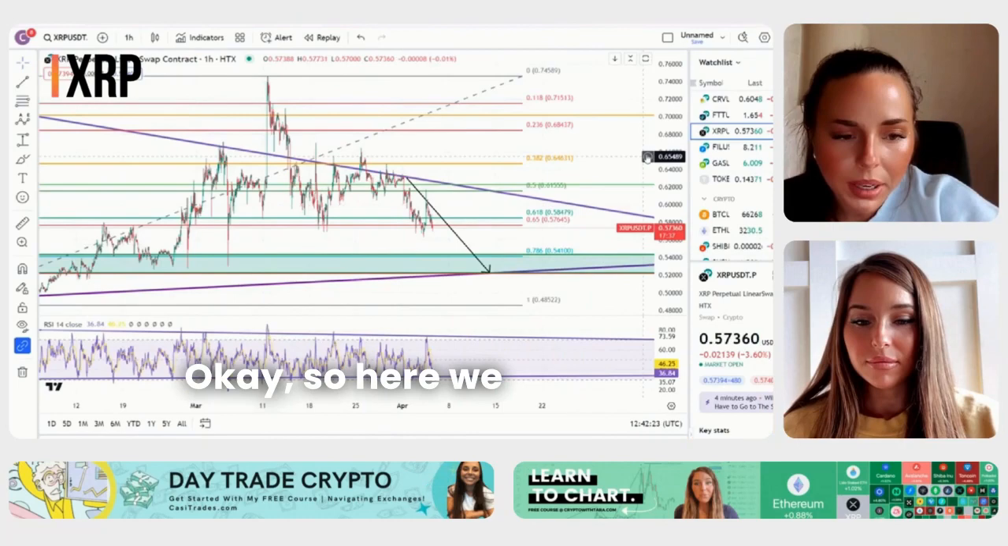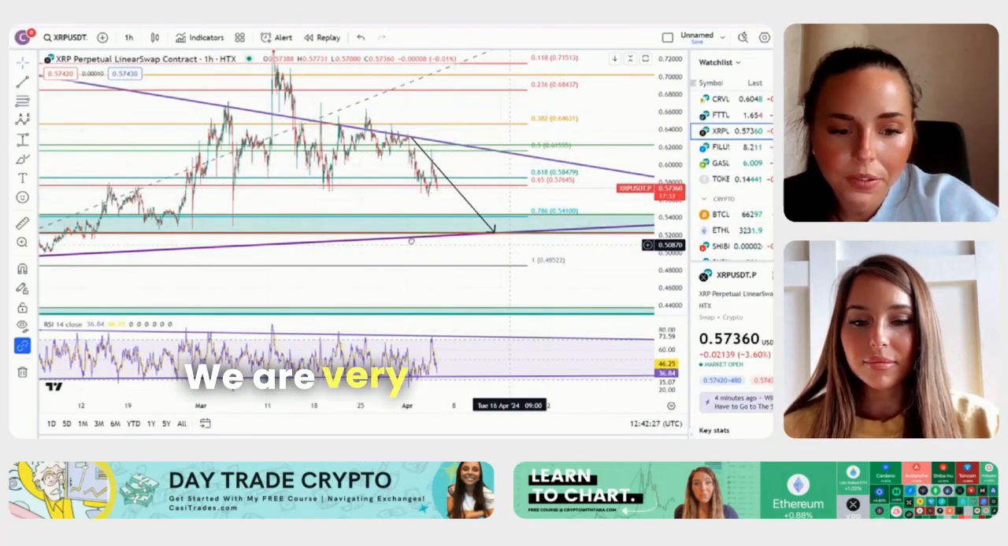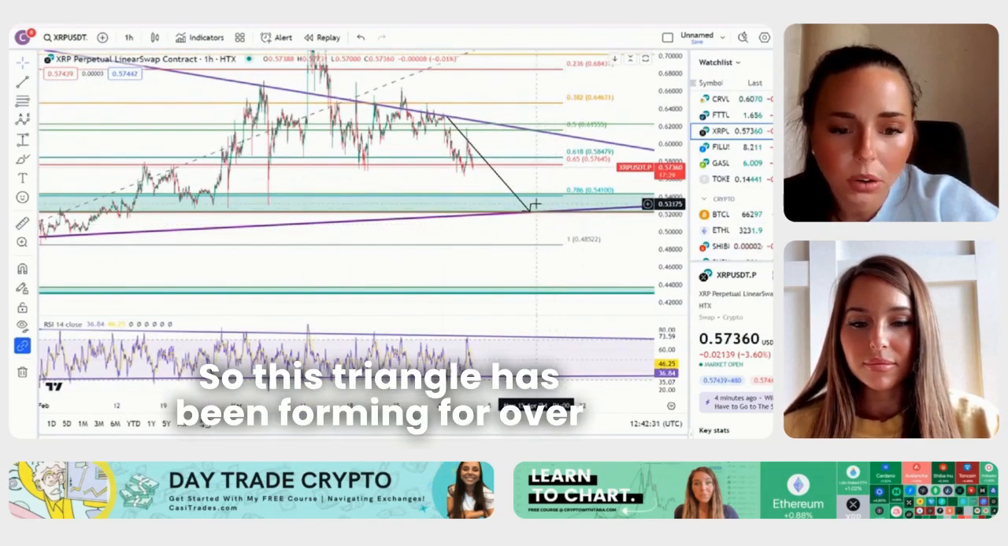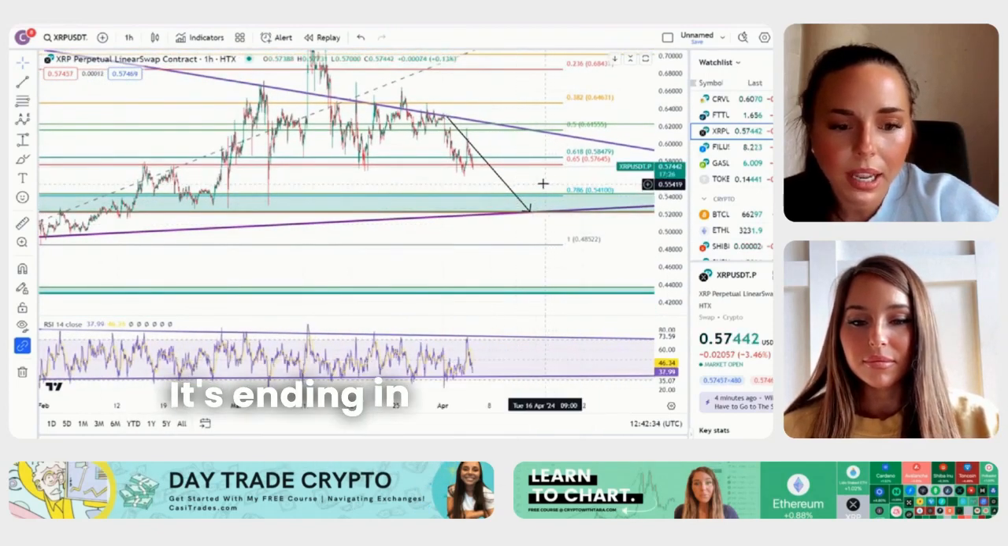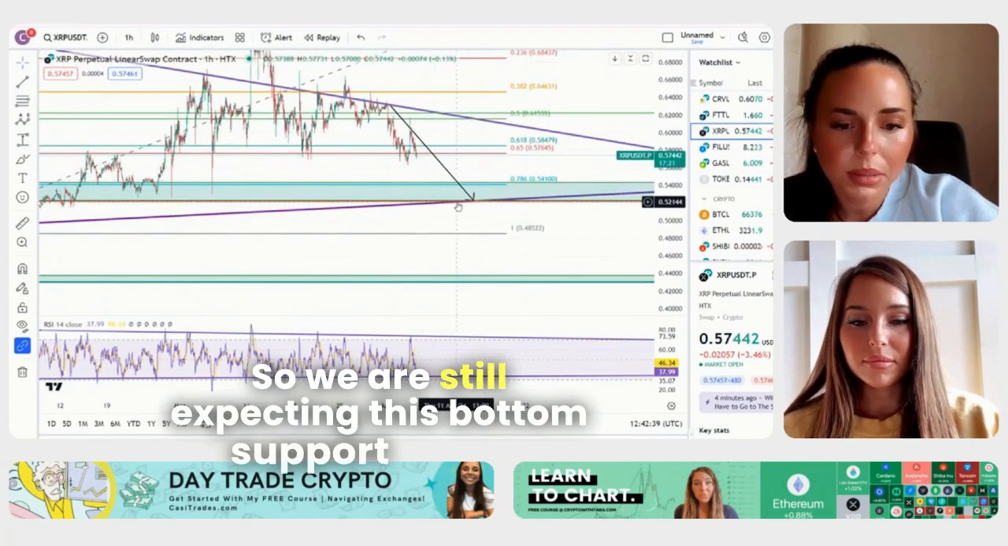Okay, so here we are on XRP, zoomed in to the 1 hour. We are very near the end of this triangle, you guys. This triangle has been forming for over 6 years. It's ending in less than a month. So we are still expecting this bottom support touch.